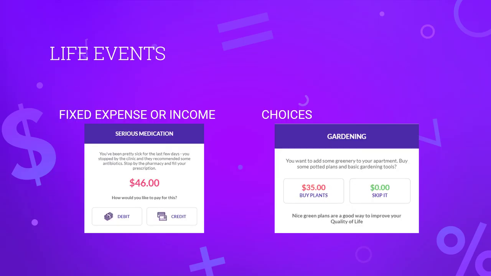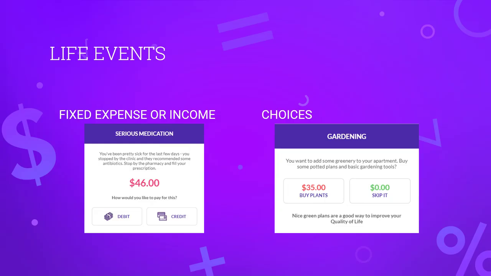Otherwise, at the end of each dice roll, so the students roll a die, at the end of each turn they get a life event. There's 2 major types of life events. There's fixed expenses or income, which is just something that happens. They don't get a choice in it. They can just choose are they going to pay this with their debit card or credit card.